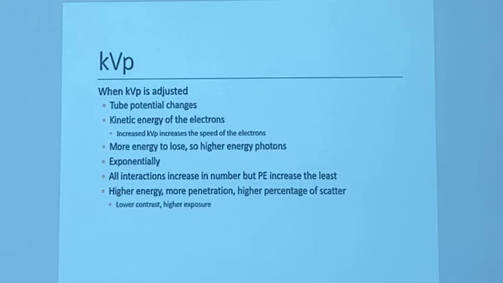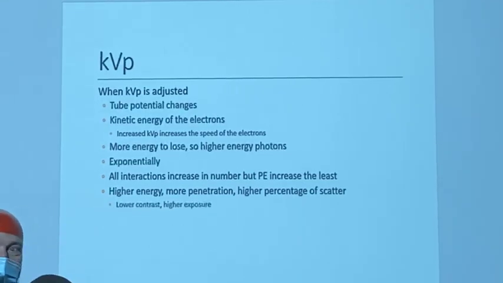So KVP is adjusted at the auto transformer. Again, you get a change in tube potential. The kinetic energy of the electrons changes. You increase your KVP, and the electrons go across the tube faster. If you decrease your KVP, they go across the tube slower.